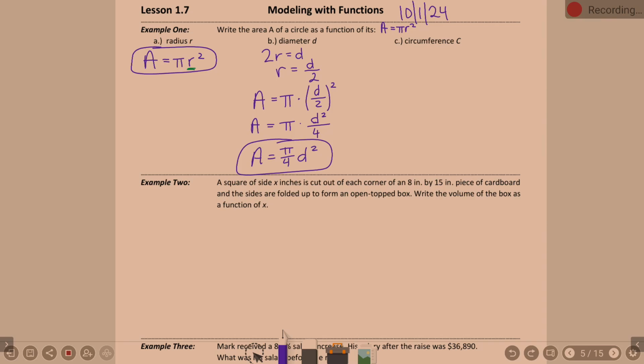Okay, let's look at C now. C is asking us to write the area of a circle, but this time in terms of its circumference. What do you know about the circumference of a circle? Does that involve 4/3? No. Is it something we're supposed to know?